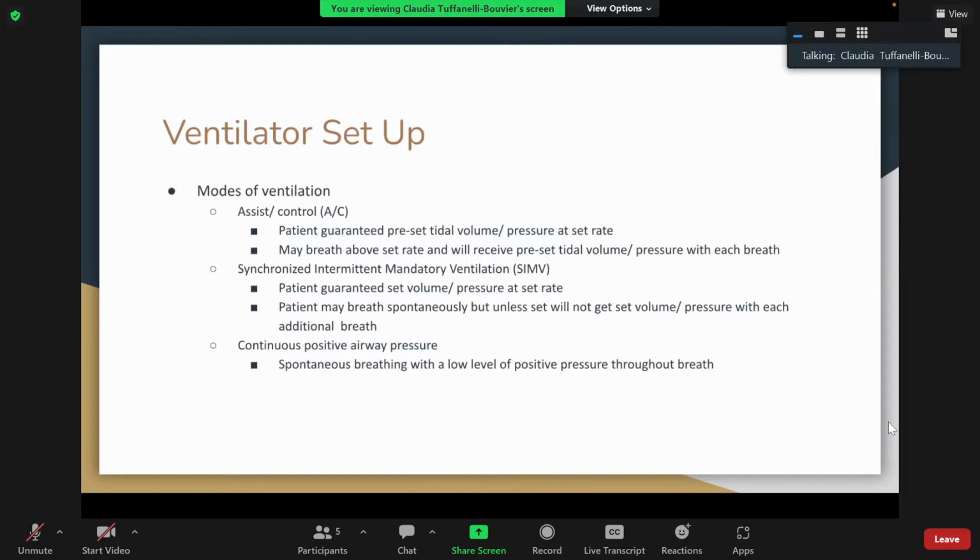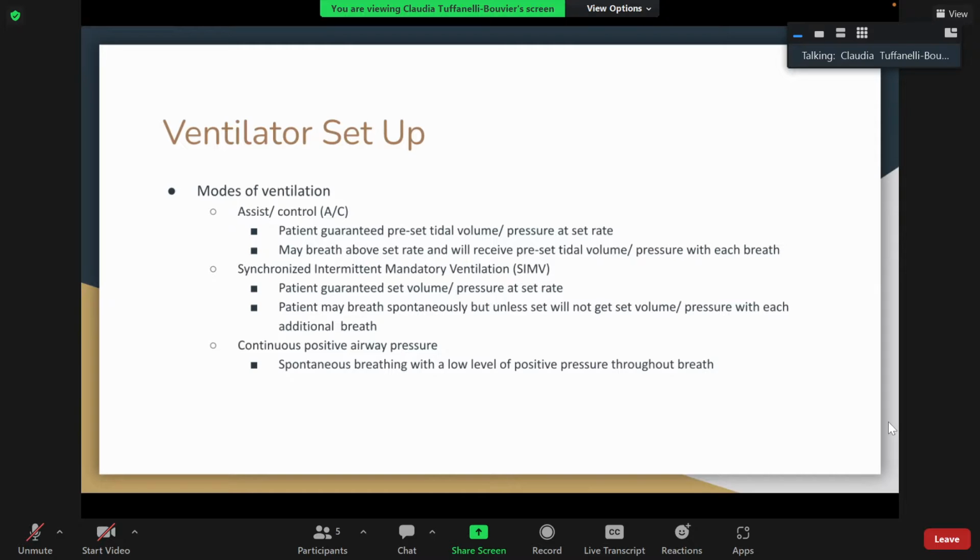You preset the tidal volume, and each breath that you give them based on the respiratory rate, they're going to get that much tidal volume. So say you say, I want my patient to breathe 20 breaths per minute, and I want them to get 400 mLs with each breath. That's what they'll get with assist control. And the pressure is going to vary depending on the patient's lung disease and the resistance of the tube and the ventilator. The SIMV is going to be a little different.